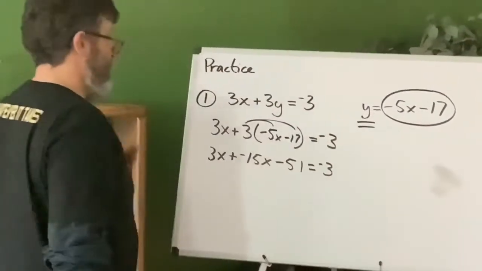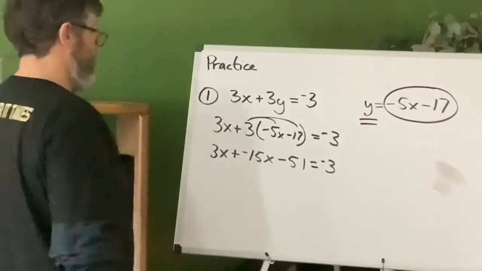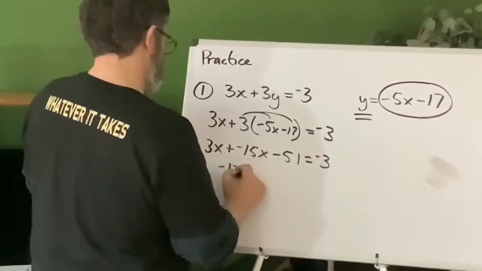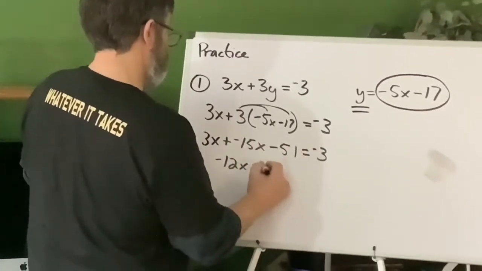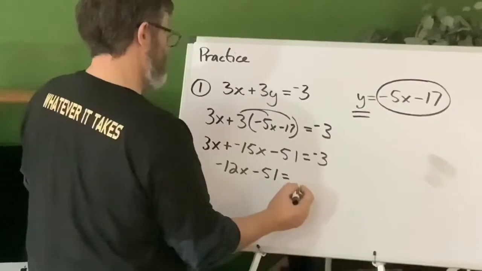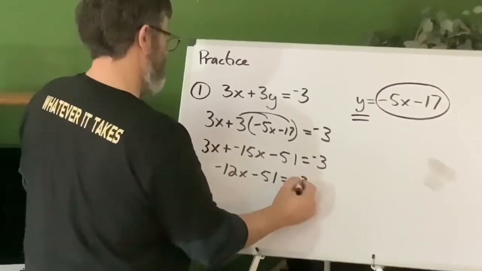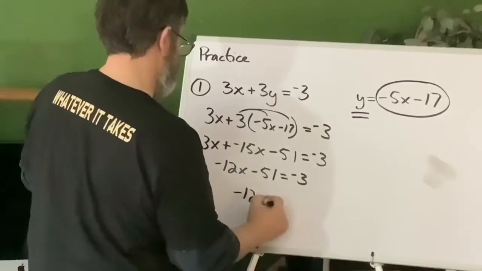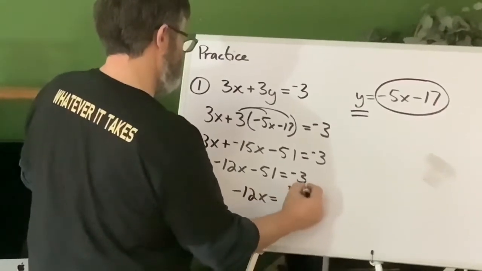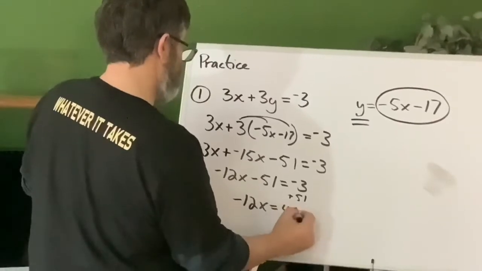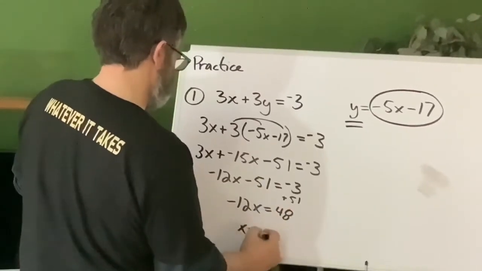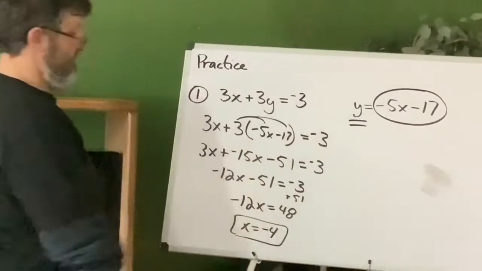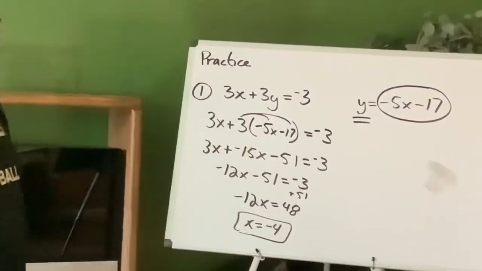Okay. Negative 51, okay, here we go. Negative 12x minus 51 equals a negative 3. Okay, add 51 to both sides. Negative 12x equals, I'm going to add 51. That's going to be a positive 48. x equals negative 4. So what I do, I just divide by negative 12, right? Hopefully you guys all have that.